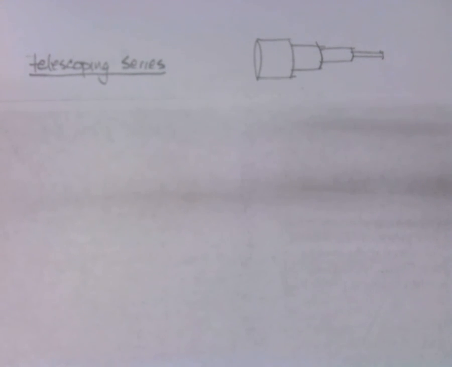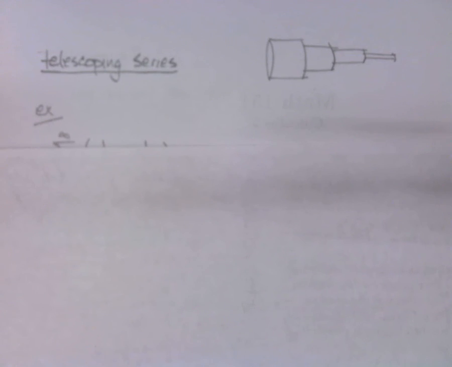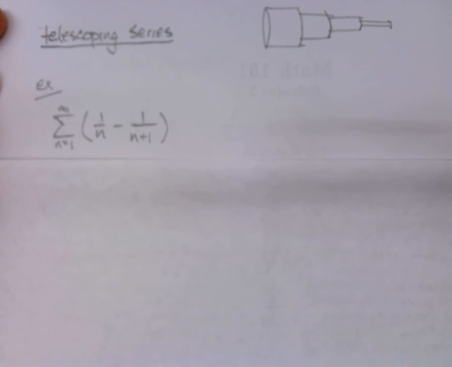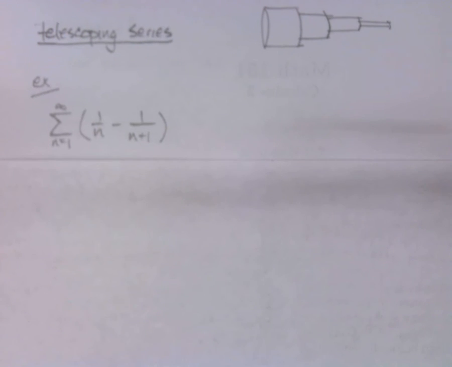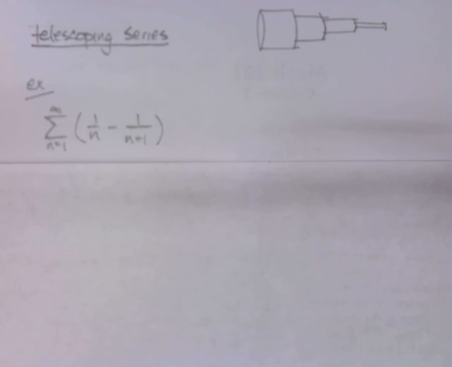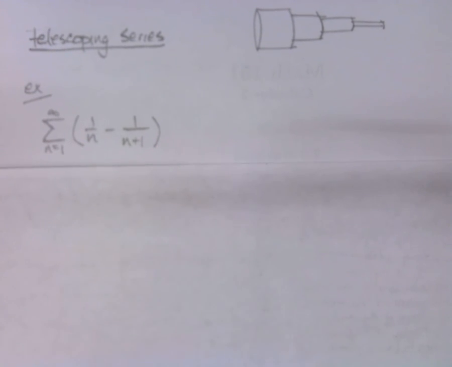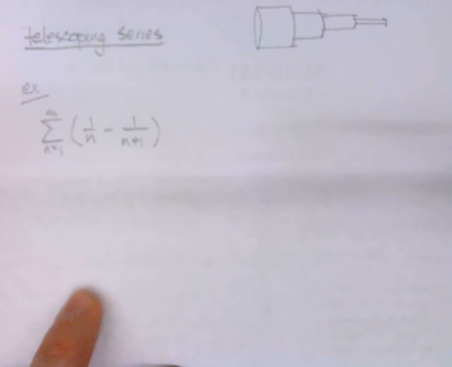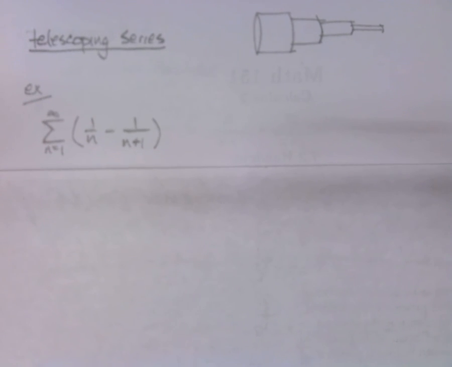Okay, so we're going to go through two examples here. Here's my introductory example and then a more difficult one. This is about as simple as a telescoping series gets. It's a great way to introduce it. Let's say the series from n equals 1 to infinity, 1 over n minus 1 over n plus 1.